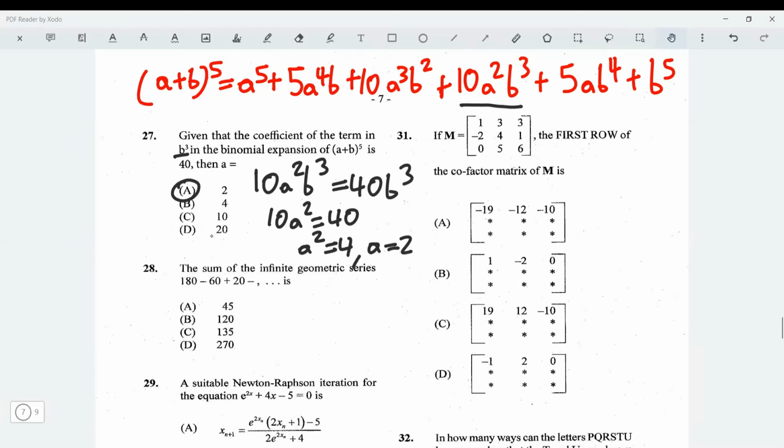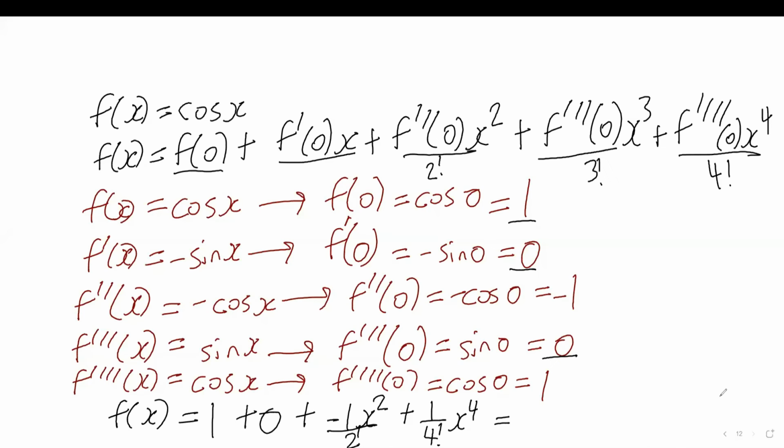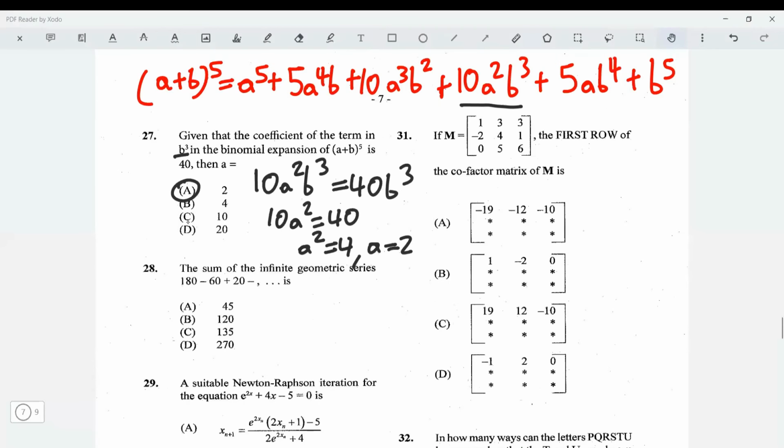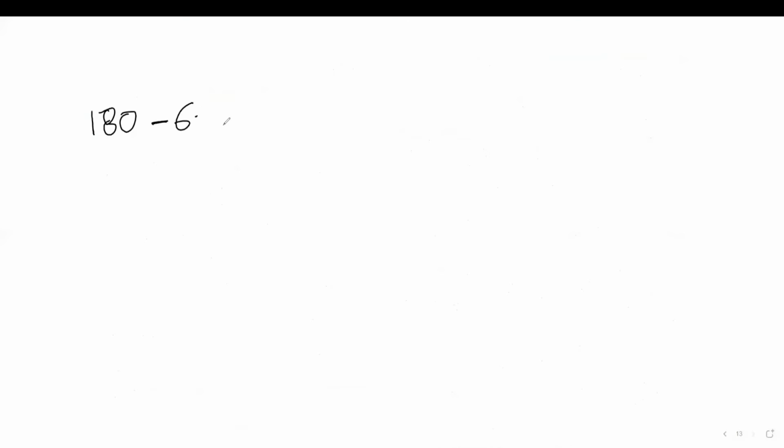180 minus 60 plus 20 minus, so let's continue. This is 180 minus 60 plus 20 minus, and it continues. If you notice, this is 180, this is minus 60, so you divided it by 3, divide it by 3, divide it by 3, so it would be minus 20 over 3.